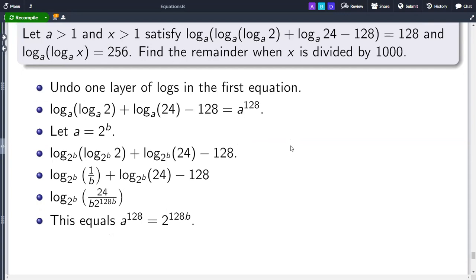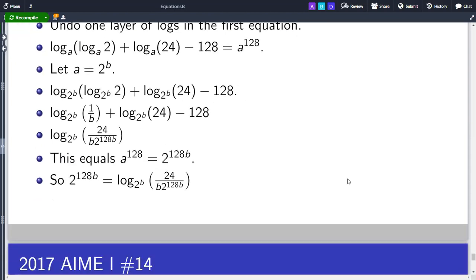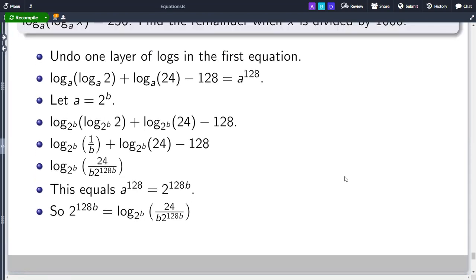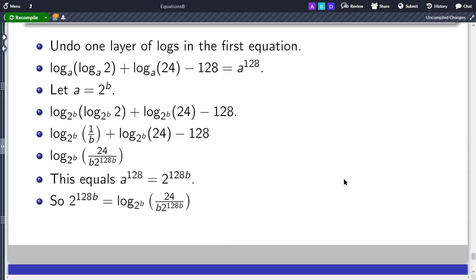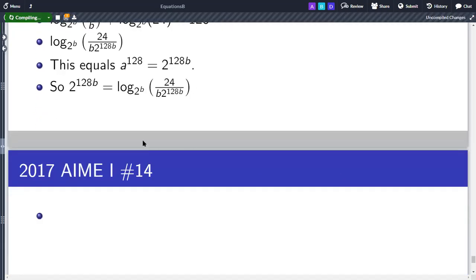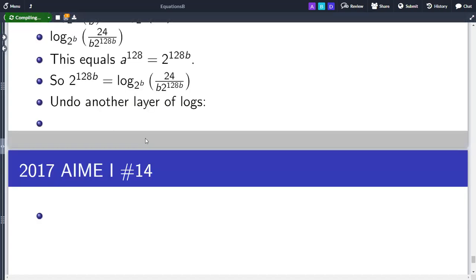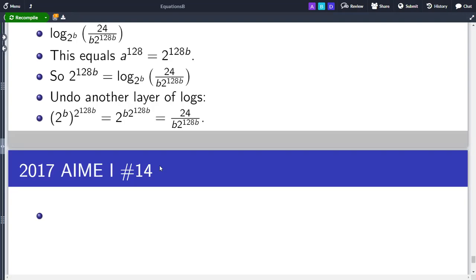So we can write an equation in terms of b. Well, we can't put it in terms of a, not easily though. We could potentially do it. It is a bit cleaner this way because the next substitution we're about to make is easier to notice if we make this b substitution first. So let's undo another layer of logs first. Oh, this should probably go on the next slide.